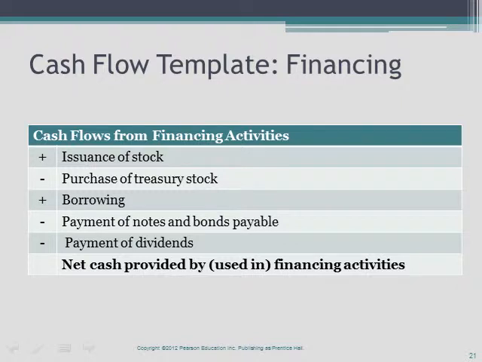Our third section on the statement of cash flows is the financing activities, and they affect liabilities and stockholders' equity, such as notes payable, bonds payable, long-term debt, common stock, paid-in capital in excess of par, and retained earnings. A template for the financing activities section of the statement of cash flows is shown here. Again, we take the transactions, and this tells us whether we add them to or subtract them from net income to get to net cash provided by or used in financing activities.